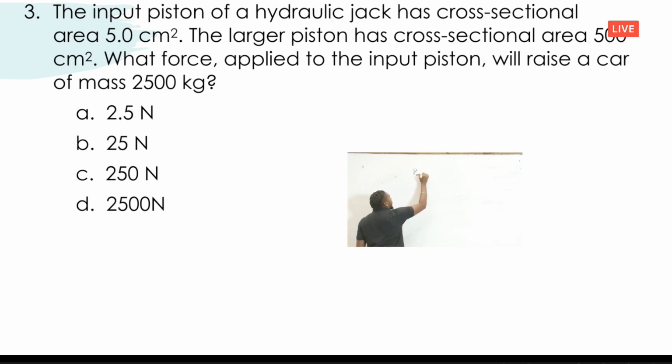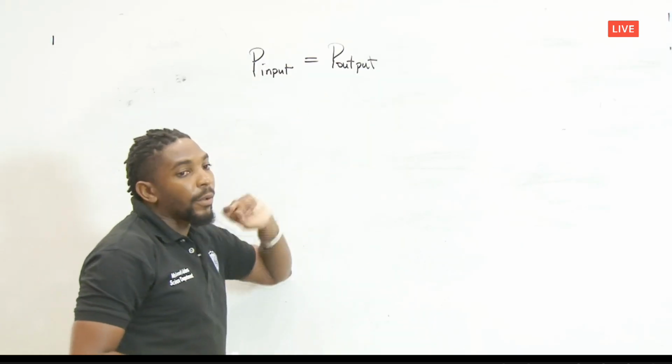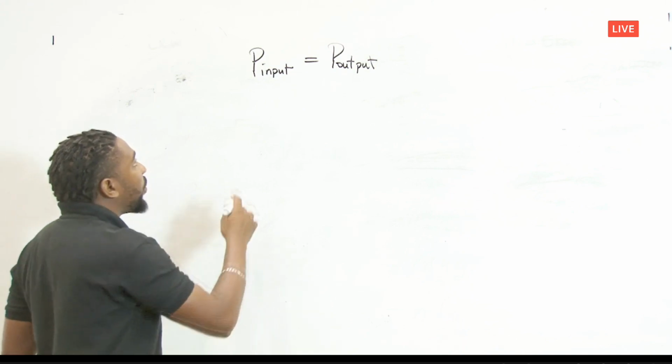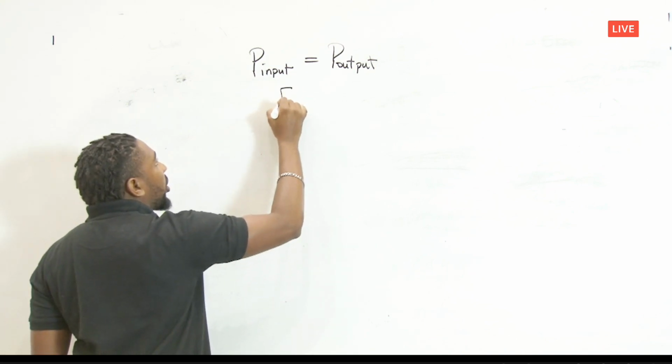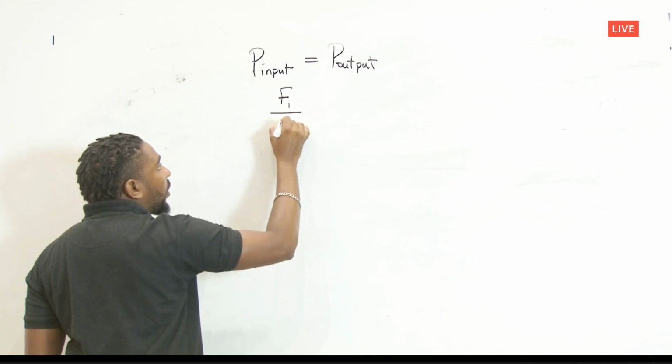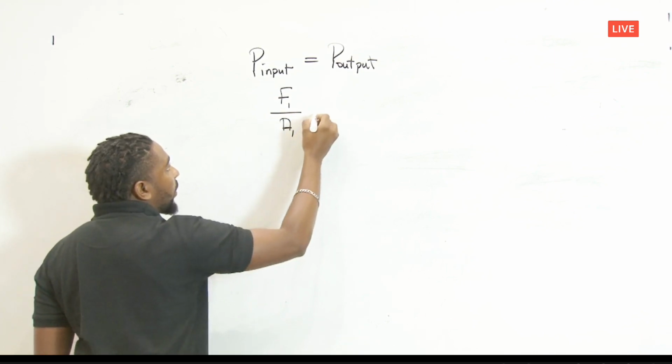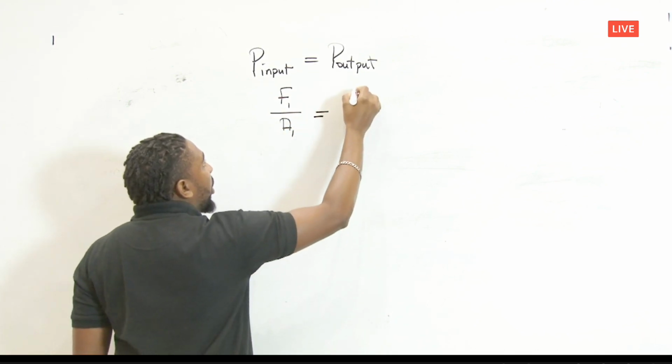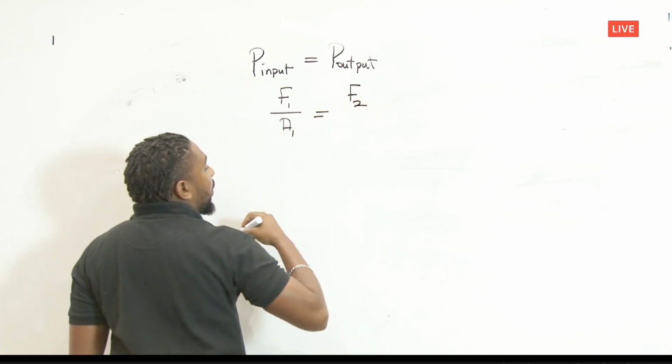Right? So the key word in this question is that we're looking at a hydraulic jack. And because we're looking at a hydraulic jack, we're looking at the concept of Pascal's law, which states that the pressure input is equal to the pressure output. So in every question, you have to look for a keyword. So it means that this is the formula that we're going to use: the pressure input is equal to the pressure output.